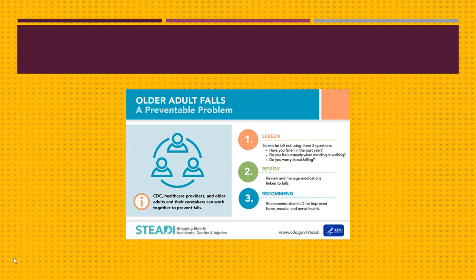There are simple questions you could ask recommended by the CDC. Number one, have you fallen in the past year? Number two, do you feel unsteady when standing and walking? And number three, do you worry about falling? This is not at all an uncommon problem with the elderly, preventing them from being active in the community. That is to say, once they have that initial fall, there's a tremendous fear of falling again.